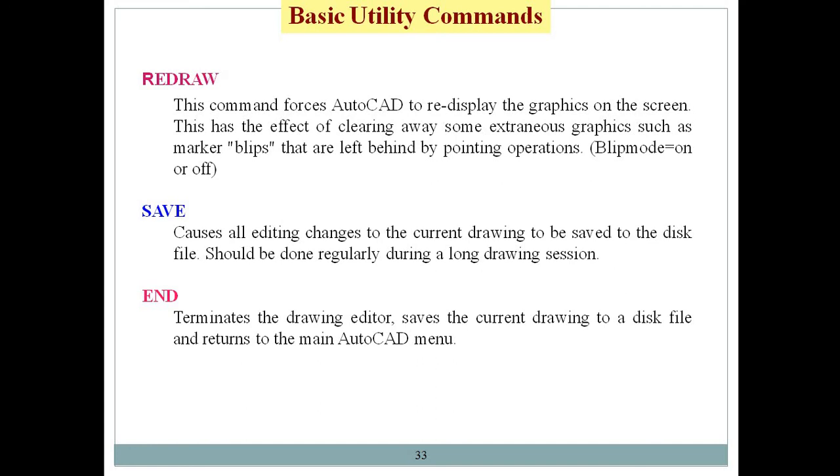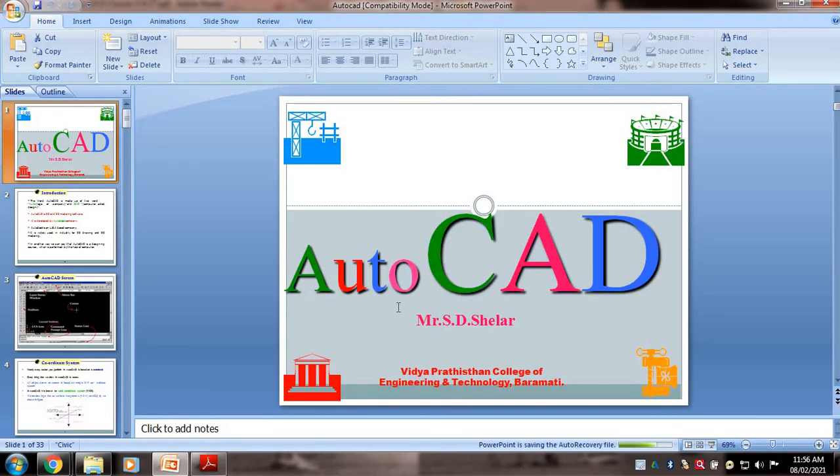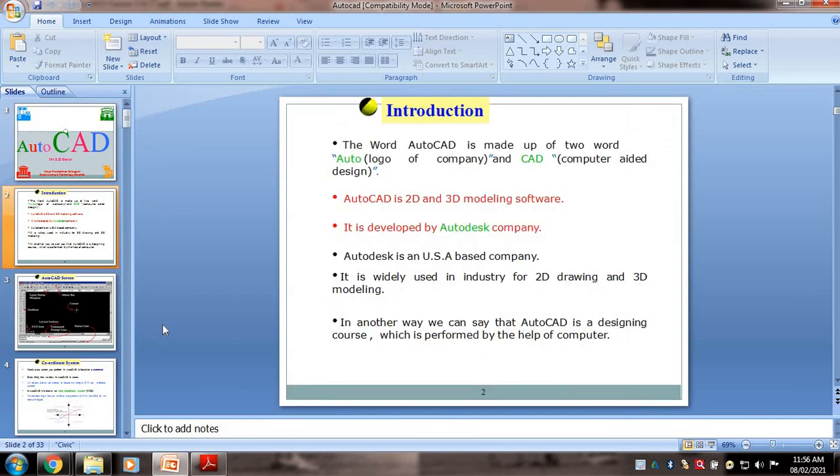And finally go to the main AutoCAD menu and select the end command. These are three basic utility commands in AutoCAD. Also we use the quit command, that is to terminate the drawing editor without saving. Okay. This is the overview of using AutoCAD software.